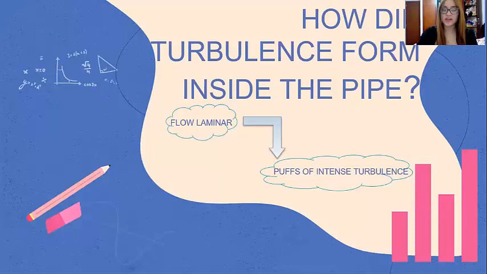Okay, how does turbulence form inside the pipe? The laminar parabolic profile becomes unstable and begins to form puffs of intense turbulence. It is known that a puff has a front that moves at great speed and a rear that turns out to be the opposite: it moves slowly. This can be visualized better with this image.